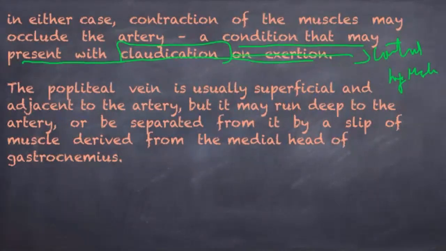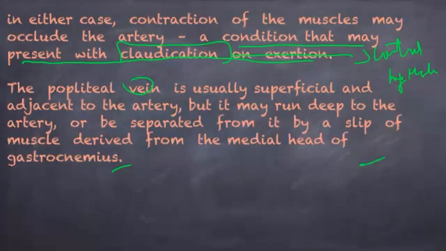The popliteal vein is usually superficial and adjacent to the artery, but it may run deep to the artery or may be separated from it by a slip of muscle derived from the medial head of the gastrocnemius. So these are all the variations.